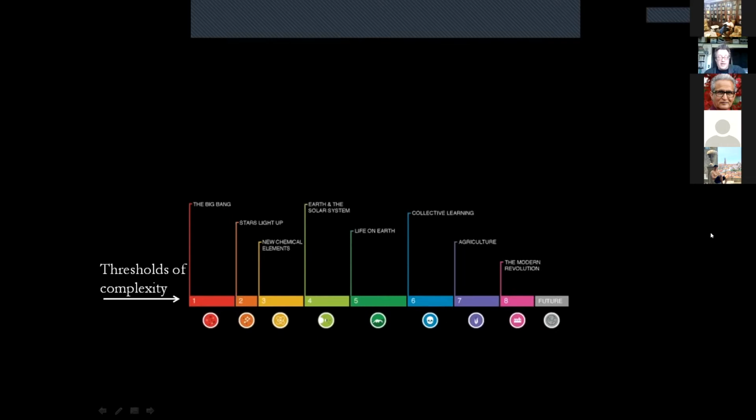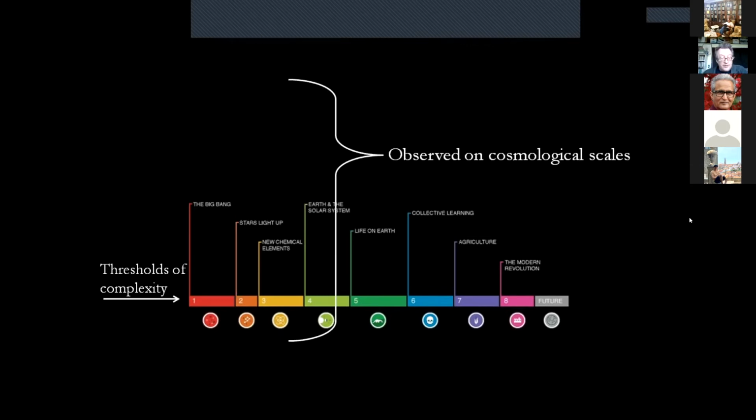It doesn't matter if you take a slightly different way of dividing up the history of the universe into emergent complexity, you'll still get pretty much the same result in terms of what I'm going to say next. So on the left of the bracket here, all of these emergent complexities are observed on cosmological scales. Any direction we look in the universe, we see the cosmic microwave background radiation from the Big Bang. We see stars, we see galaxies, we can see chemical elements, we can even see exoplanets now. So we know that level of complexity is represented throughout the universe.